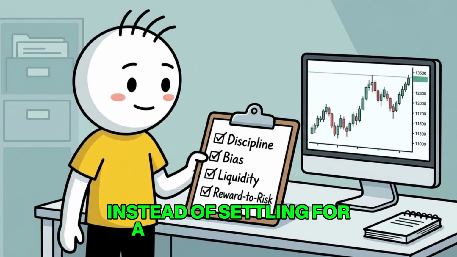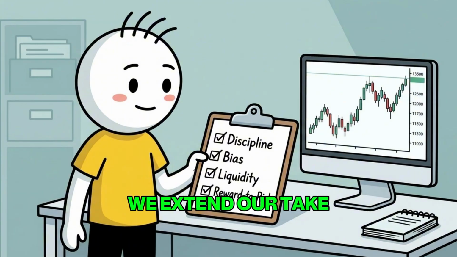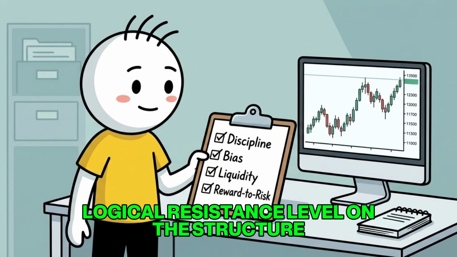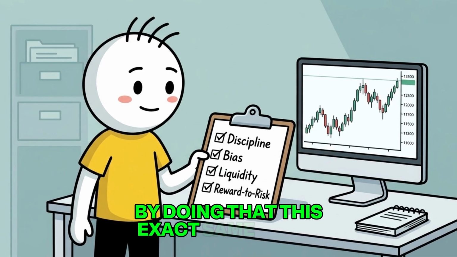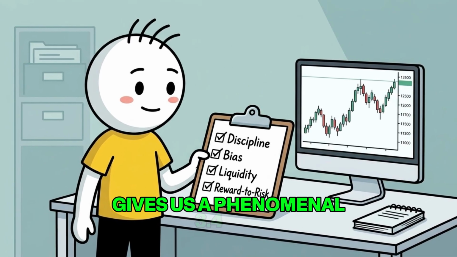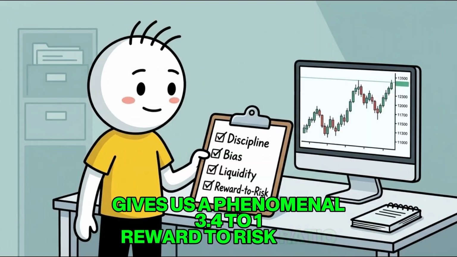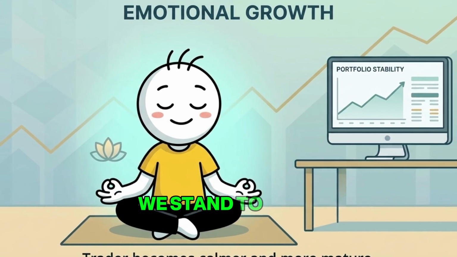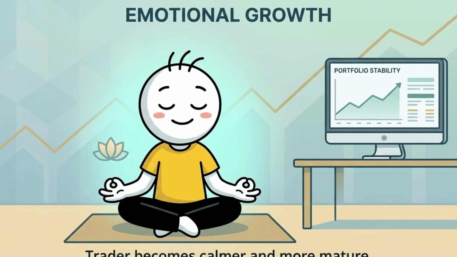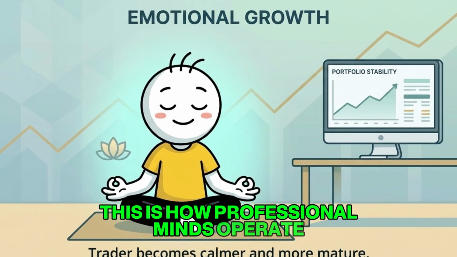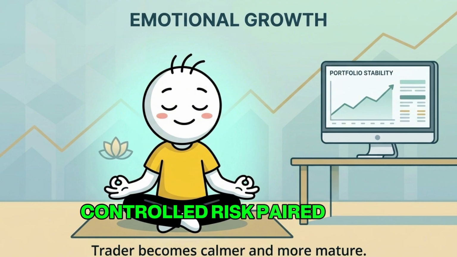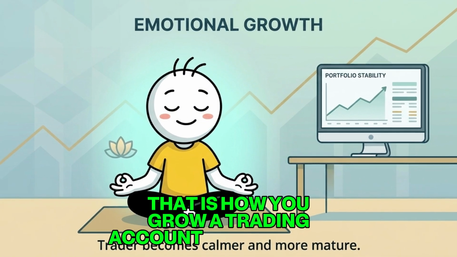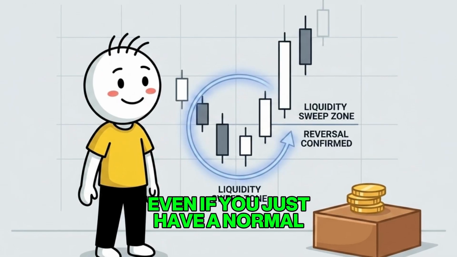Instead of settling for a tiny weak target, we extend our take profit out to the next major, logical resistance level on the structure. By doing that, this exact same trade now gives us a phenomenal 3.4-to-1 reward to risk ratio. This means for every single dollar we risk on the trade, we stand to make $3.40. This is how professional minds operate. Small, controlled risk paired with large, asymmetric rewards. That is how you grow a trading account consistently, even if you just have a normal win rate.